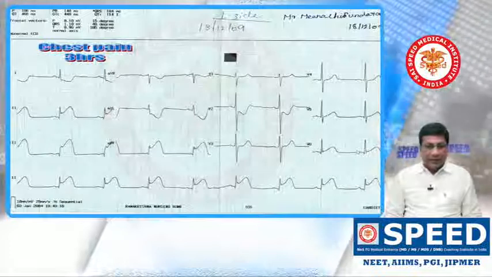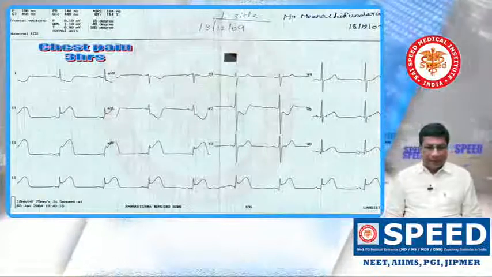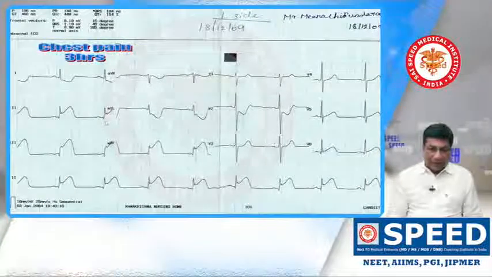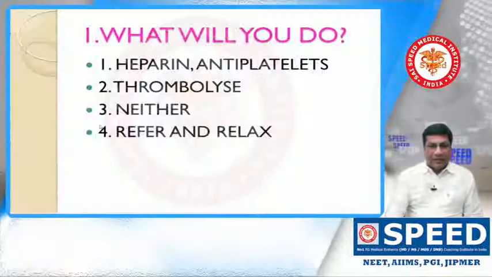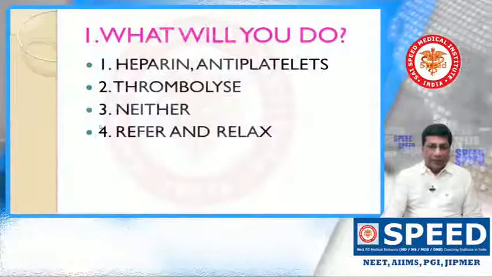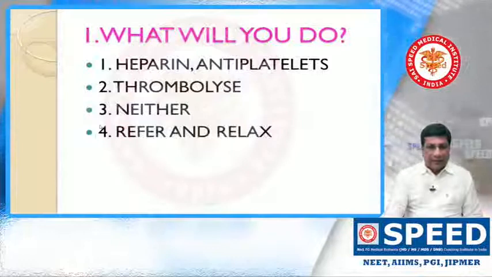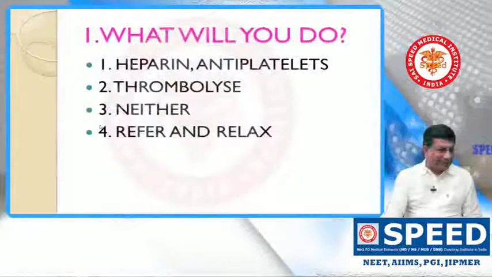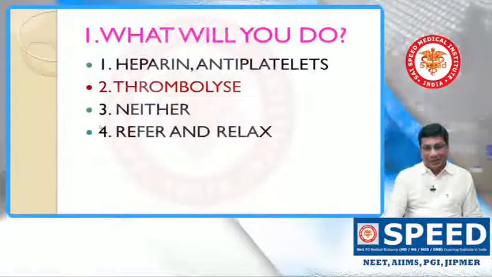So this is the first ECG, chest pain for 3 hours. Look at the ECG. The question I am going to ask for this ECG is: what will you do? Heparin, antiplatelets, thrombolyse, neither, refer and relax? Thrombolyse. So you thrombolyse this patient.